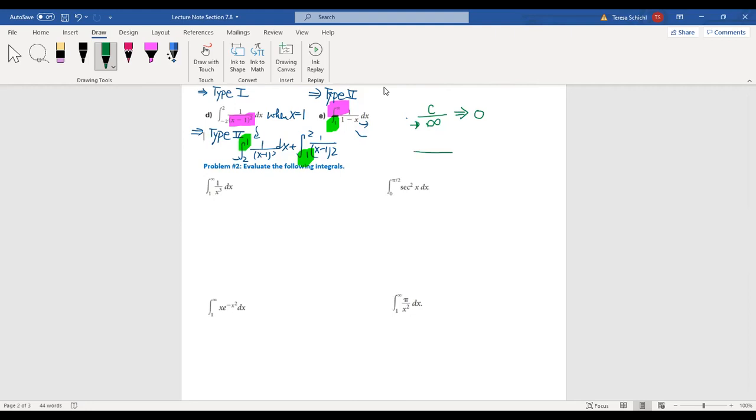And then the other one here, if you have a constant in the numerator, and the denominator approaches zero, then this one will approach what? We're going to approach infinity, right? So it becomes very, very big.